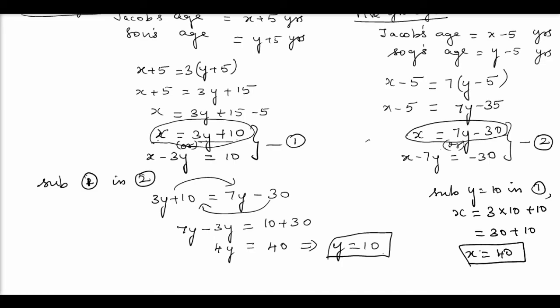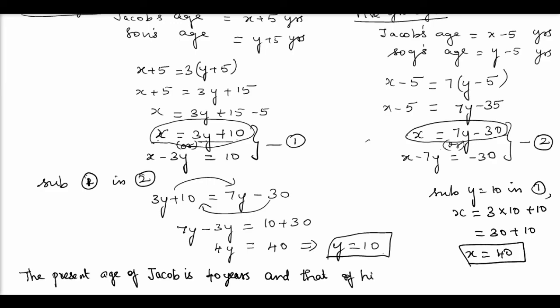We have assumed that x is the present age of Jacob and y is the present age of the son, isn't it? Therefore, I can write the present ages. The present age of Jacob is 40 years and that of his son is 10 years. So at present Jacob is 40 years old and his son is 10 years old.